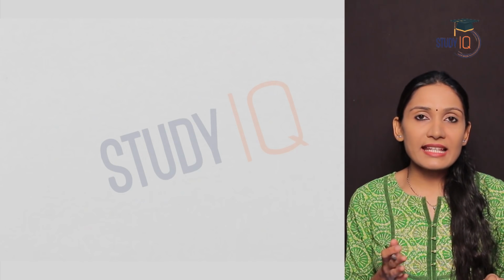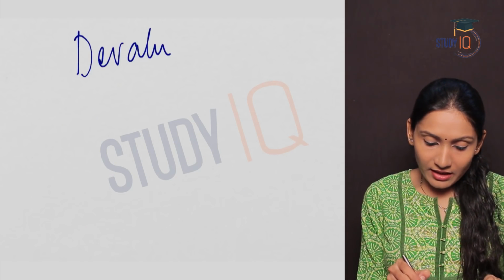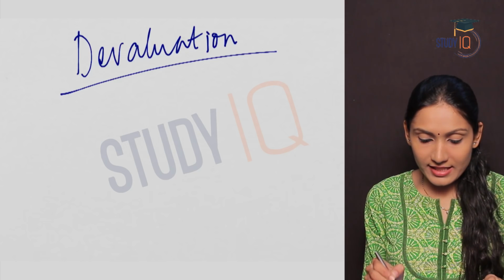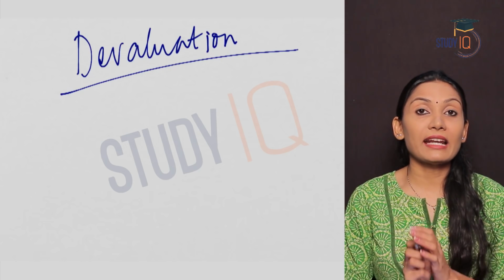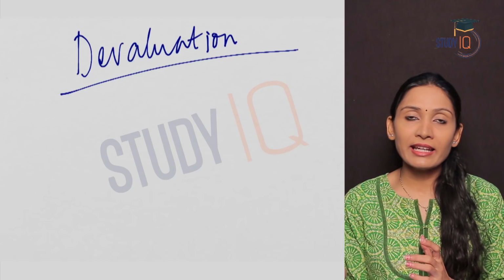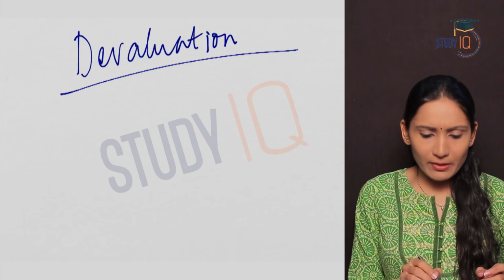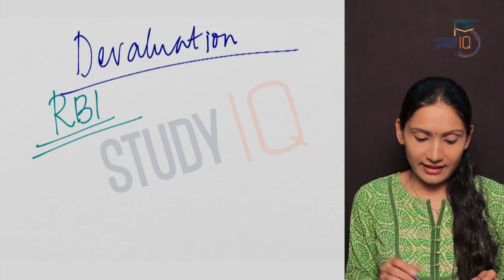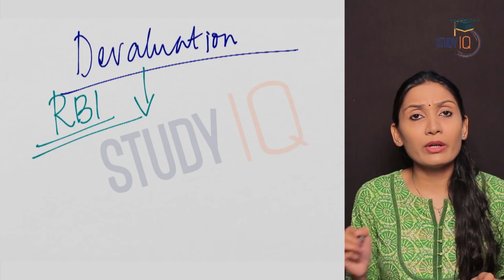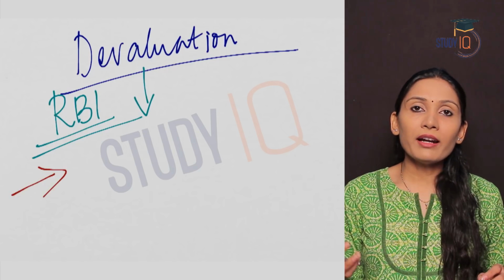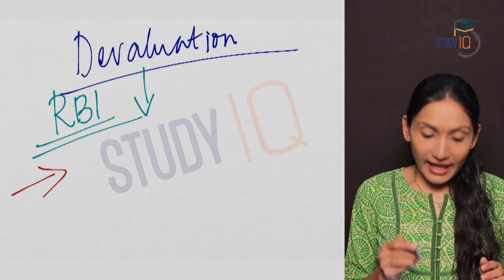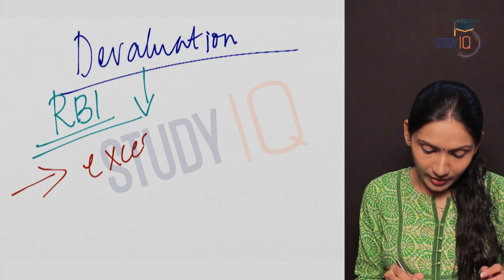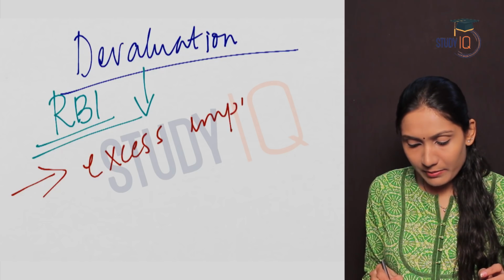So we have already seen that devaluation is done consciously by the central bank of an economy. In case of India, it is the RBI. Now let us see what can be the reasons RBI would reduce the value of the Indian currency, or why RBI would adopt devaluation. One reason can be to curb the excess imports in the economy.